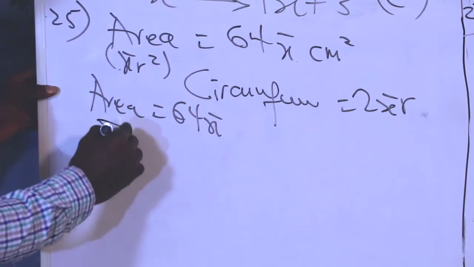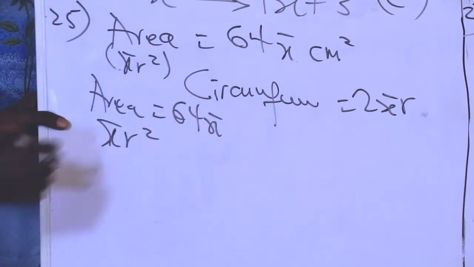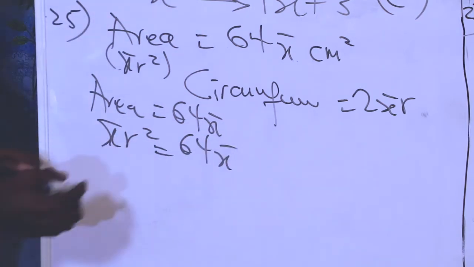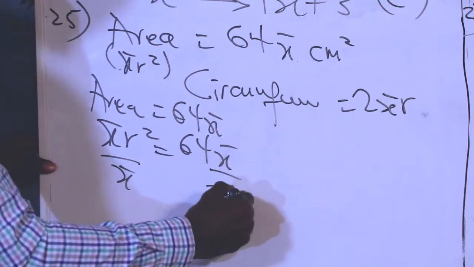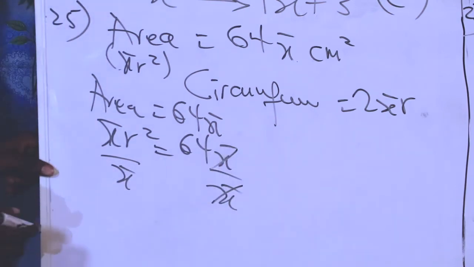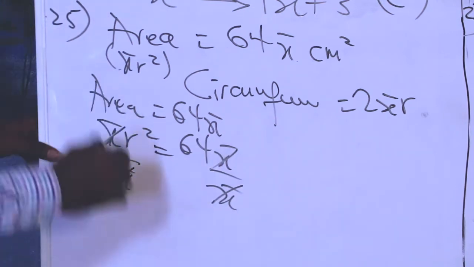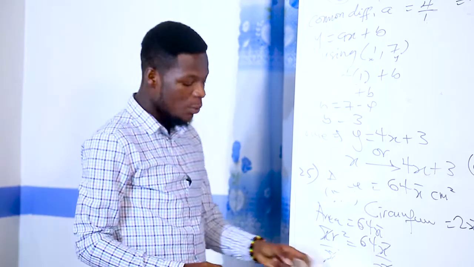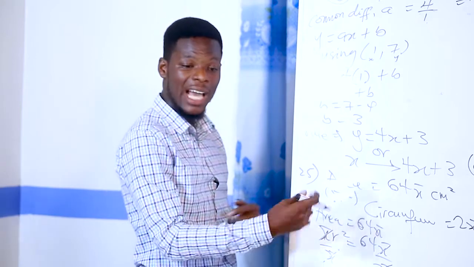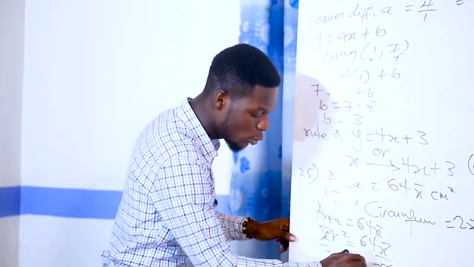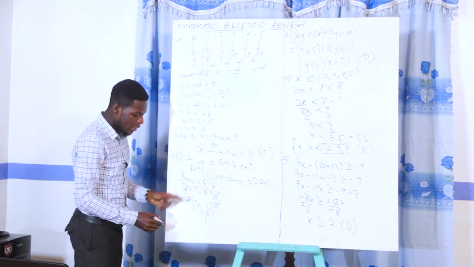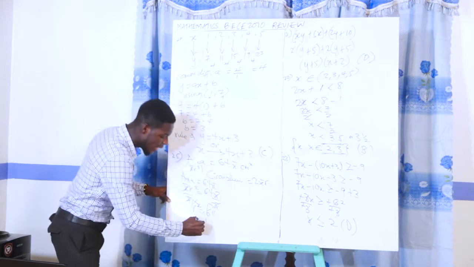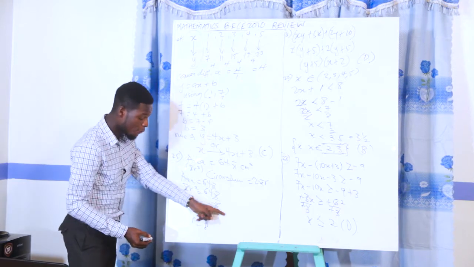Area is pi r squared equals 64 pi. I want to get r, so I divide by pi, divide by pi. The pi will cancel the pi. Pi will also cancel the pi. We have r squared or radius squared equals 64. How do we get r? We are looking for r, not r squared. So we find the square root of both sides, so that the square cancels the square. Now r is equal to square root of 64, which is 8.